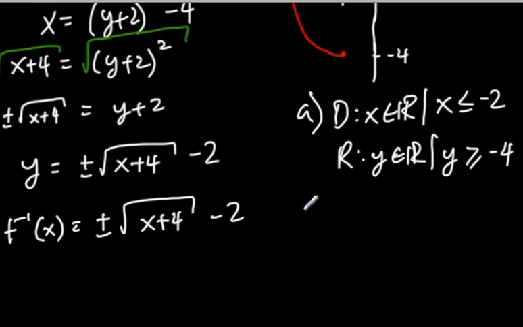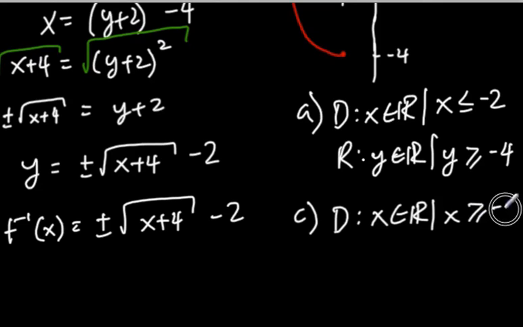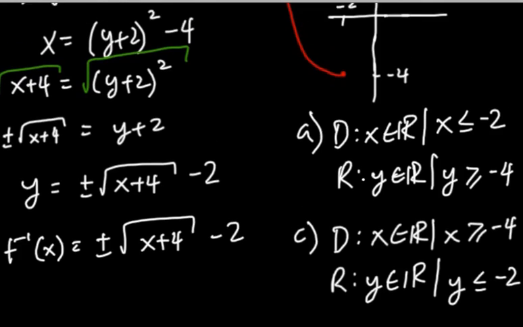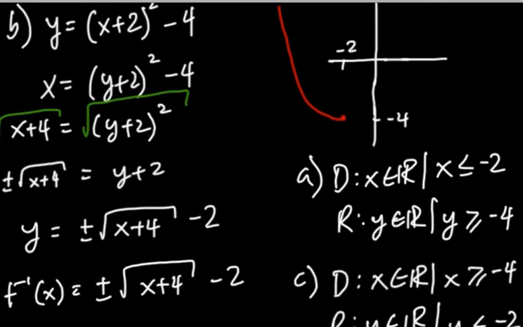So now we're on to part C. Part C says the domain is the range of the function. In other words, x is an element of reals, and x is going to be greater than or equal to -4. And the range, on the other hand, is going to be the domain of the function. So y is an element of reals, and y is going to be less than or equal to -2. Let's take a look at it graphically and see how that works.